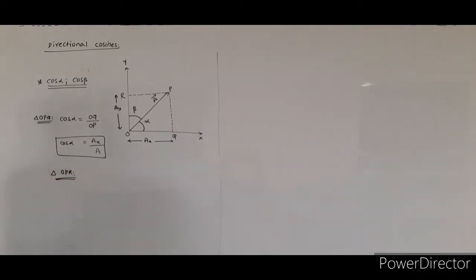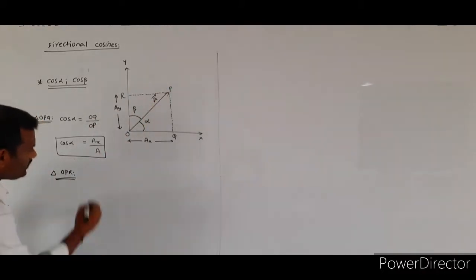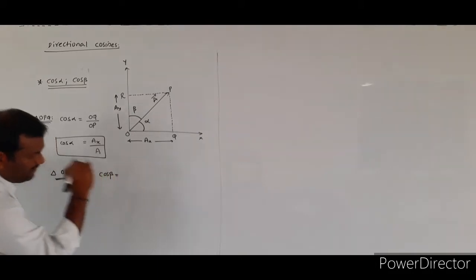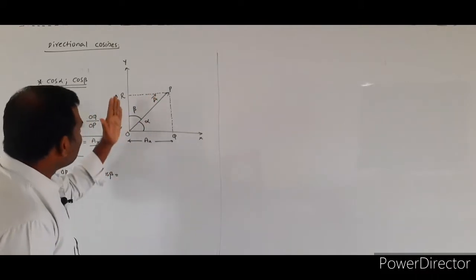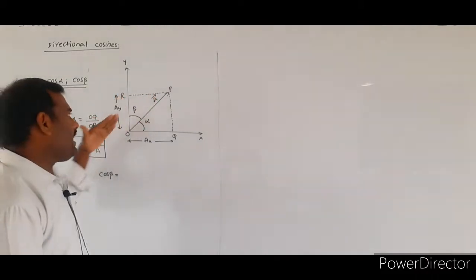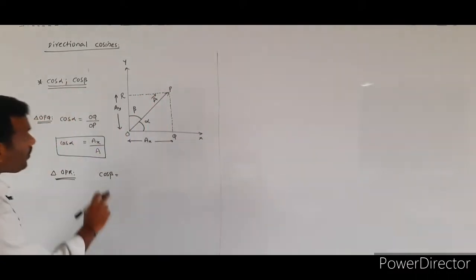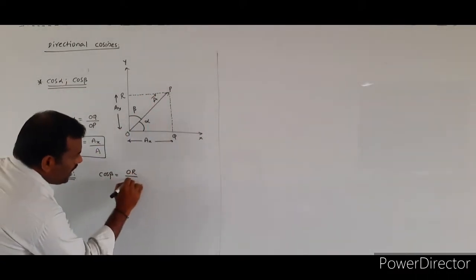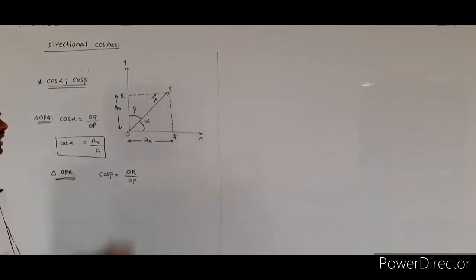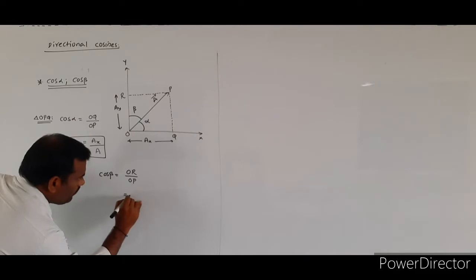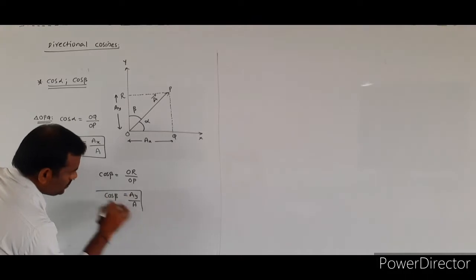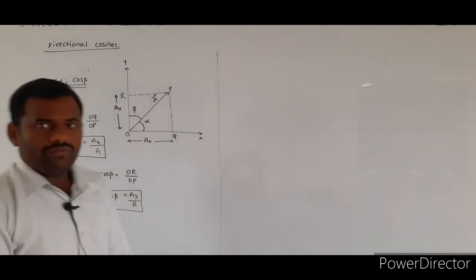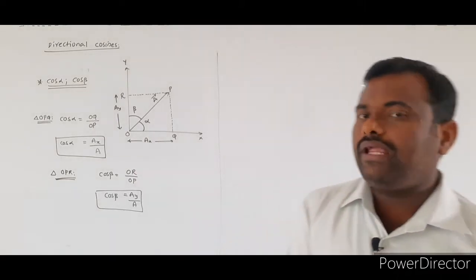Similarly, I will take one more triangle, that is OPR. From the right angle triangle OPR, we will write the cos beta value. For this triangle OPR, OR is the adjacent side and OP is the hypotenuse. So cos beta is equal to OR by OP. The OR value is AY, and the OP value is A. So what we got here? We got the cos alpha comma cos beta values.